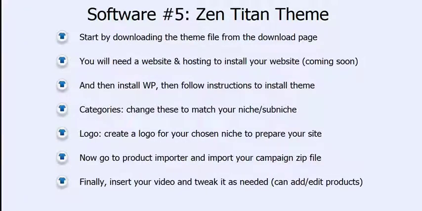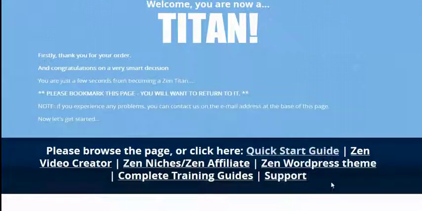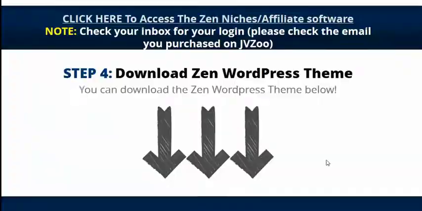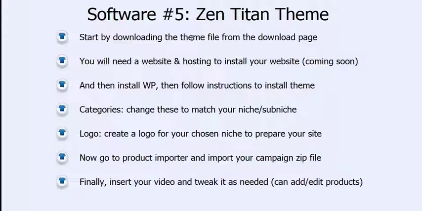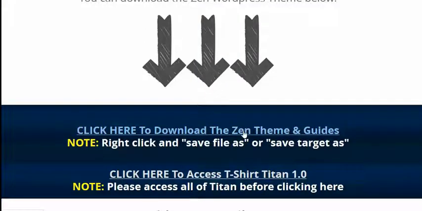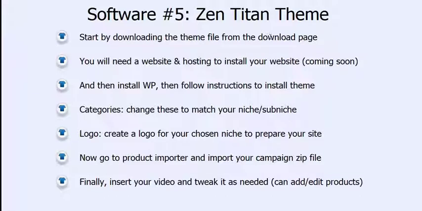The first thing that you want to do is to download the theme file from the download page. Just go over to the Zen Titan download page, scroll down to find the theme, which is here, and it also comes with an install guide that will explain exactly how you can install that, and then follow the instructions to install the theme. Now you will need a website and hosting to install this. There is some explanation of how you can go ahead and install that.